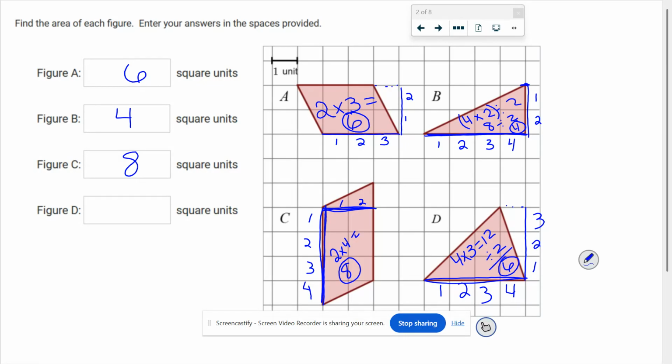And as a reminder, with triangles, we divide the area by 2 because it is half of a quadrilateral. And to get half of something, you divide by 2. All right, let's keep going.